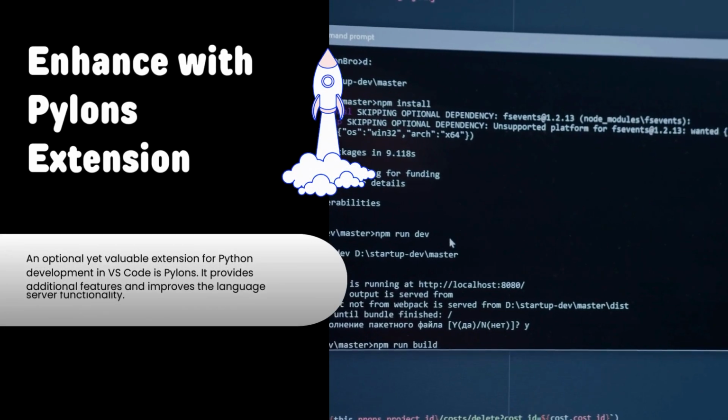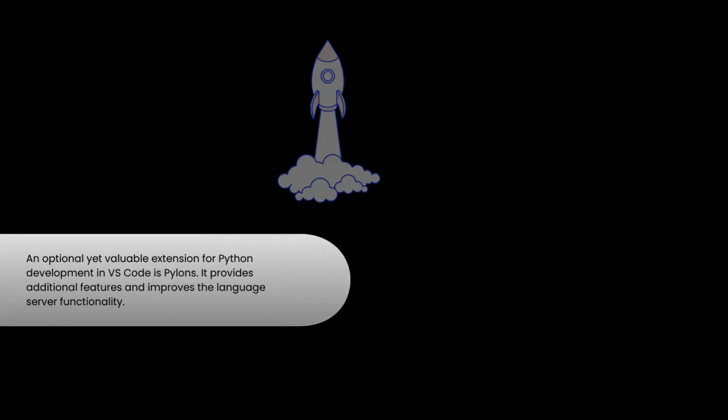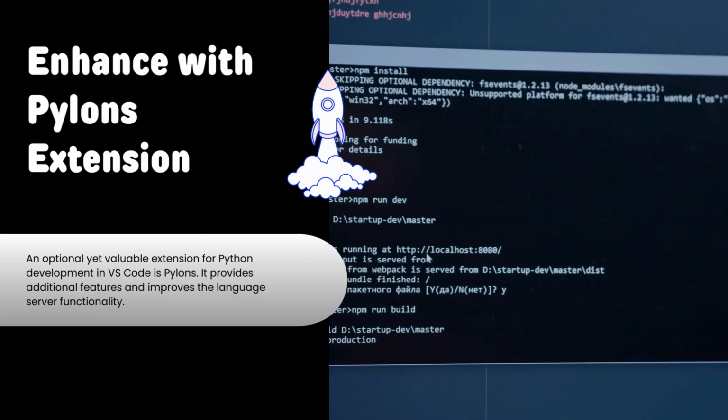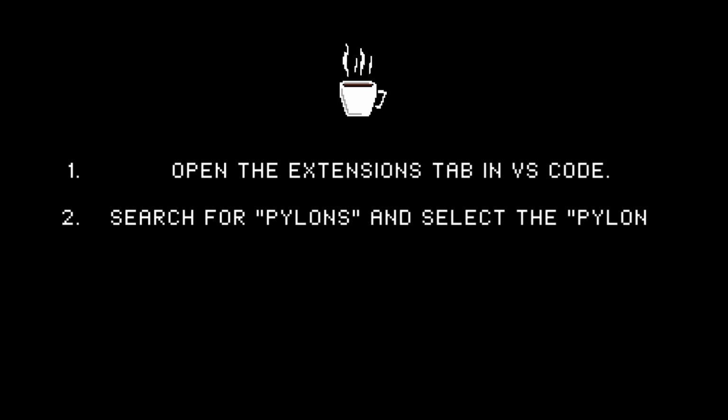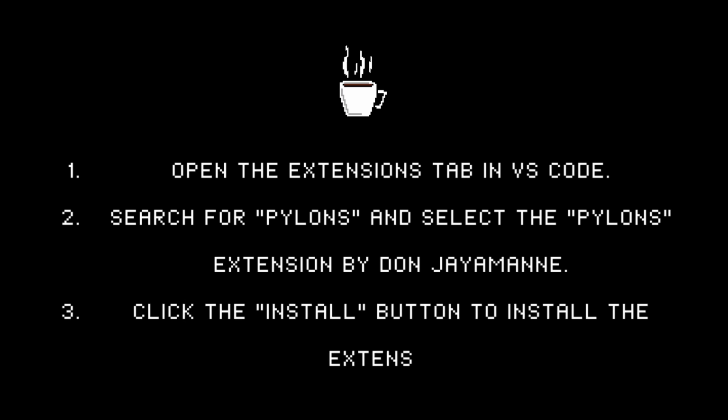Enhance with Pylance extension. An optional yet valuable extension for Python development in VS Code is Pylance. It provides additional features and improves the language server functionality. Open the Extensions tab in VS Code, search for Pylance, and select the Pylance extension by Microsoft. Click the Install button to install the extension.